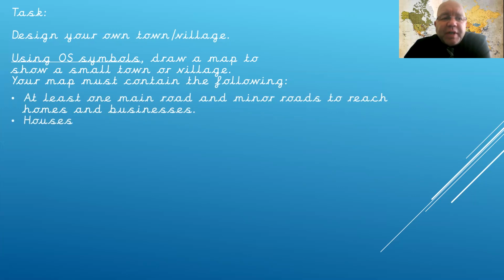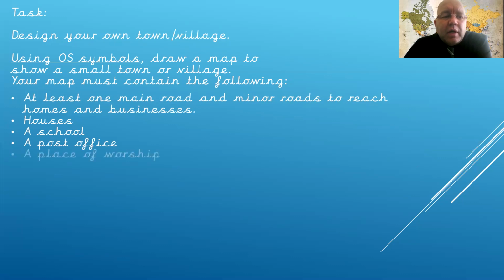Your map, your town needs to have houses. Okay, people are going to want to live in your town, so we need some houses. We need a school. Hopefully some families are going to want to move in. They're going to have children. They're going to need a school. I also want a post office. Most villages will have a little post office and general store that'll sell all the basics that people need if they don't want to go out to a big shop at the supermarket.